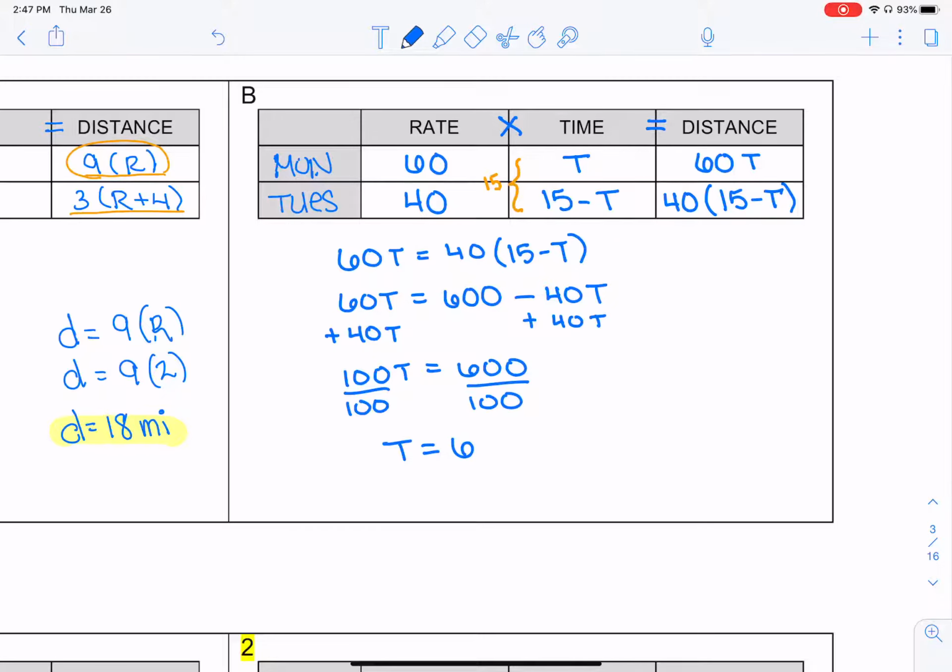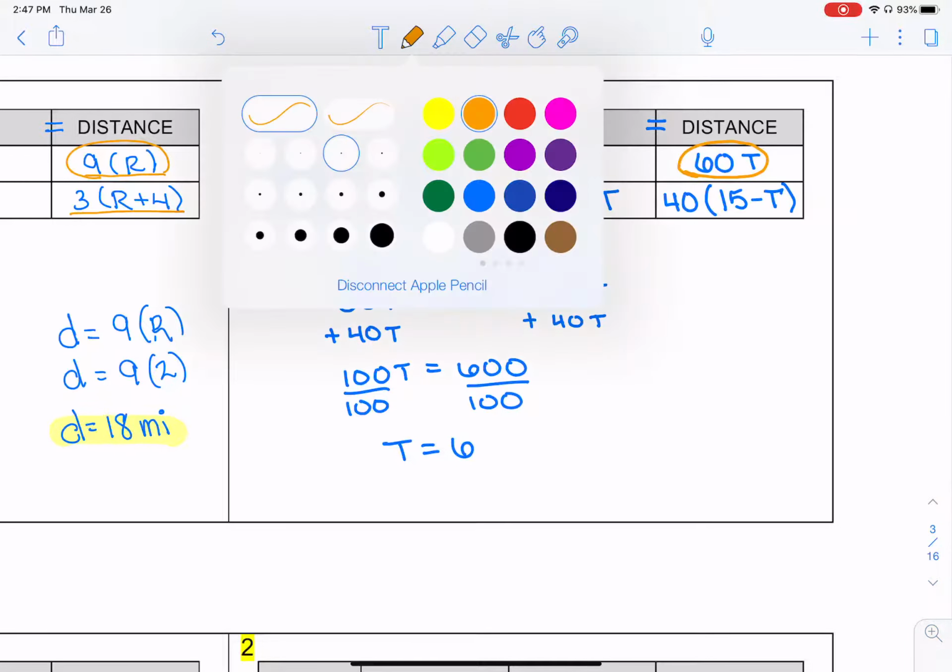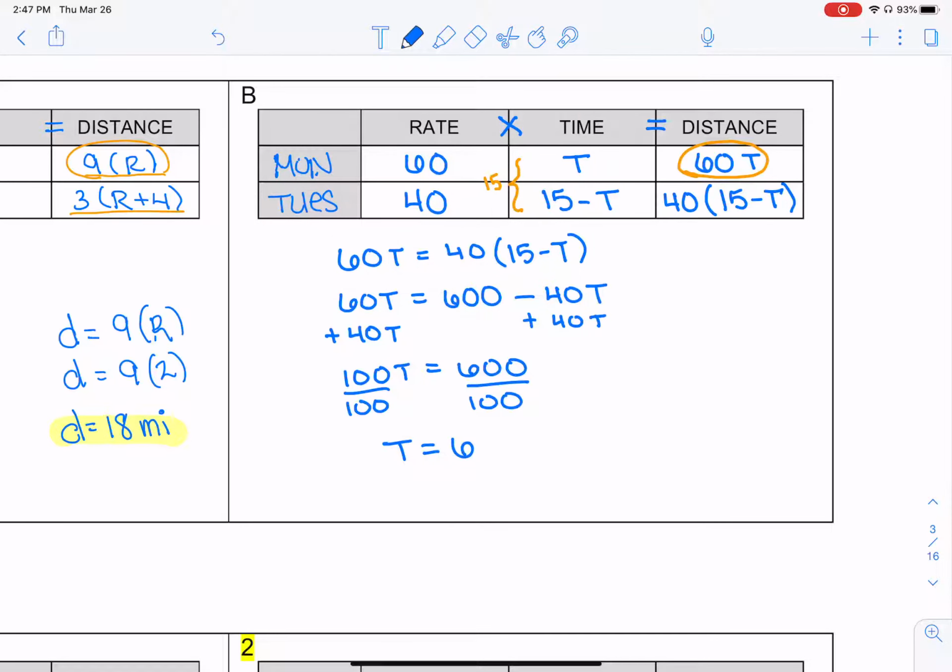However, I need to go back to find not the time, but the distance. Okay, the question says, how far was it to town? So if I were to go back and choose a distance and plug in my new t value that I found, distance is 60 times t. So in this case, 60 times 6. And therefore distance is equal to 360 miles.